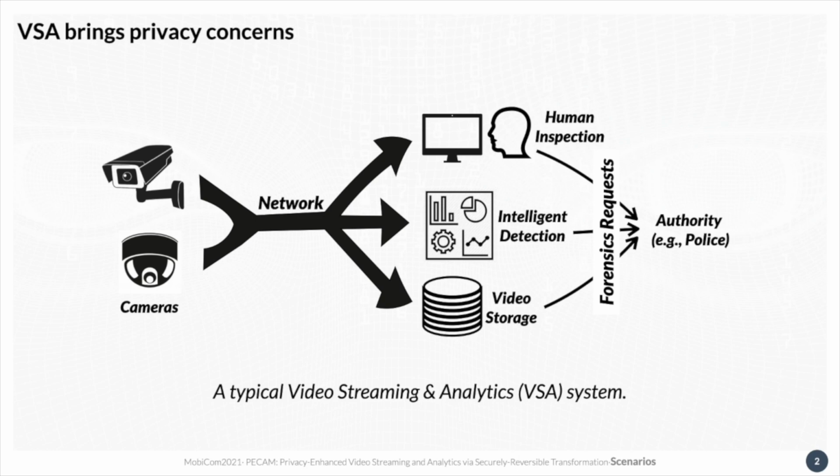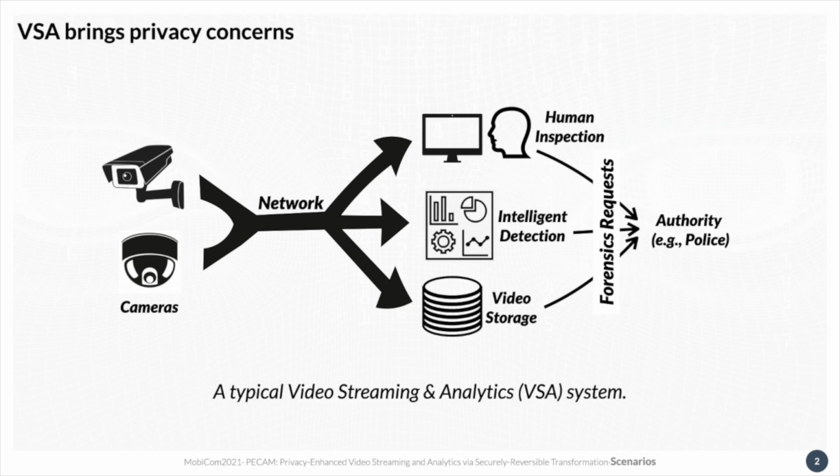Video streaming and analytics systems are widely deployed to ensure the safety of people's life and property. A video streaming and analytics system typically consists of two main parts, that is, a set of front-end video sources and a set of back-end video subscribers. Front-end sources stream real-time videos to corresponding back-end subscribers via the Internet.